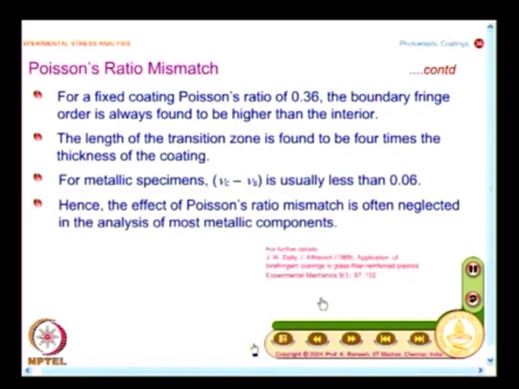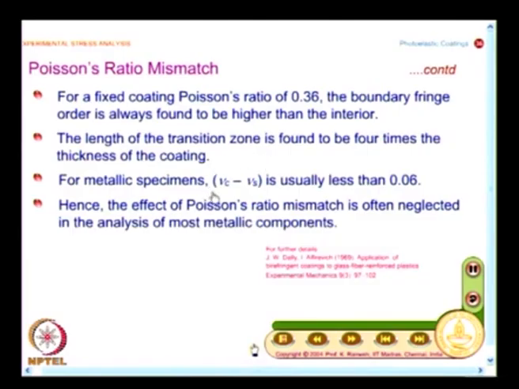And this is what you see here. And what they have found is, for a fixed coating Poisson's ratio of 0.36, which is reasonable to assume, the boundary fringe order is always found to be higher than the interior. That is mainly because of the Poisson's ratio mismatch, and the length of the transition zone is found to be 4 times the thickness of the coating. So, this is the contribution by the experiments conducted by Daly and Alferwich. They have also established the size of the transition zone, it is a function of the coating thickness.